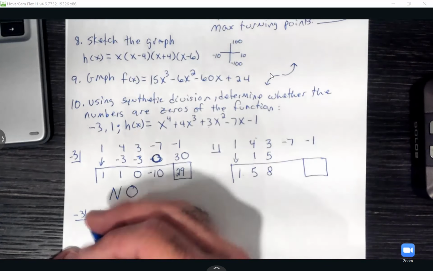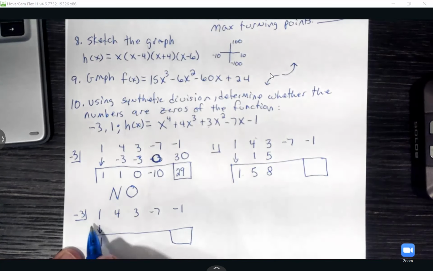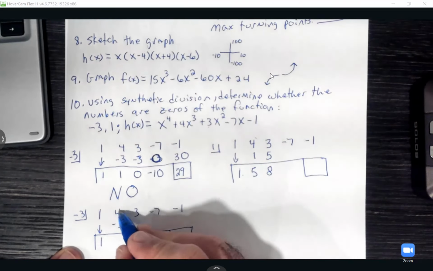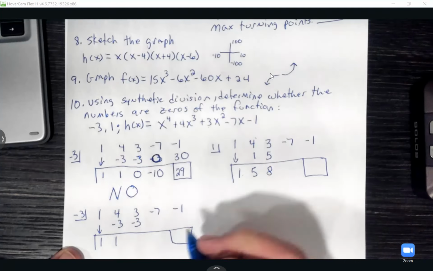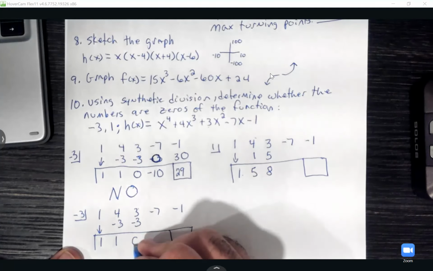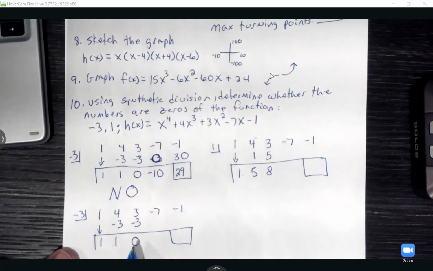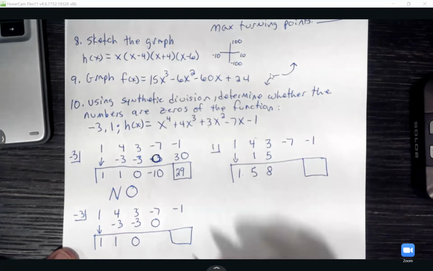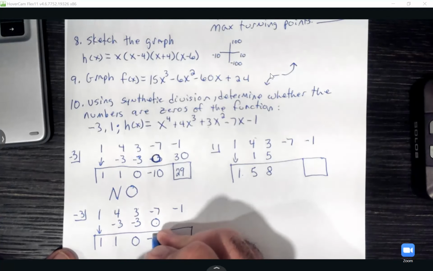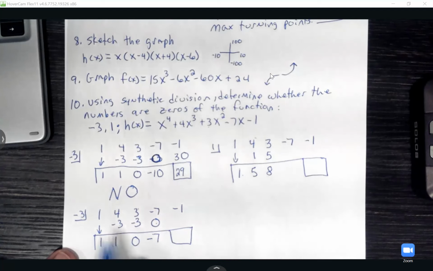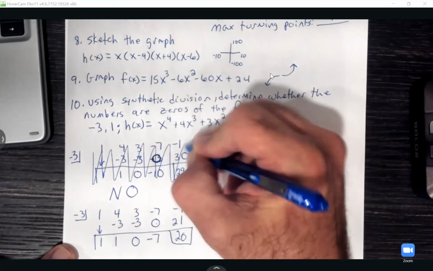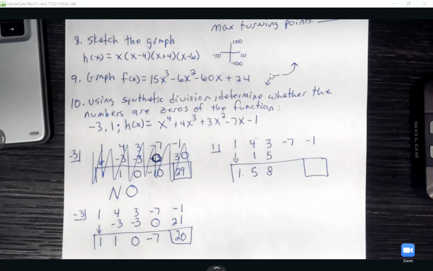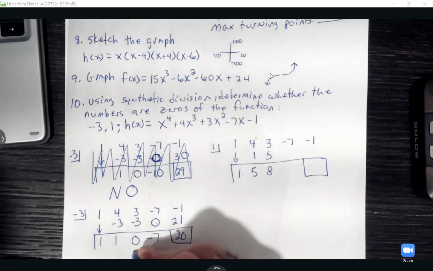All right, so let me follow that through again. Bring the 1 down. 1 times -3 is -3. 4 plus -3 is 1. 1 times -3 is -3. 3 plus -3 is 0. Yeah, right here. Good thing you caught me. 0 times -3 is 0. -7 and 0 is -7. And then -7 times -3 would be 21. And then that gives me a remainder of 20. So, whoo, glad you caught that, but at least on that mess up, I still would have got to know, right?